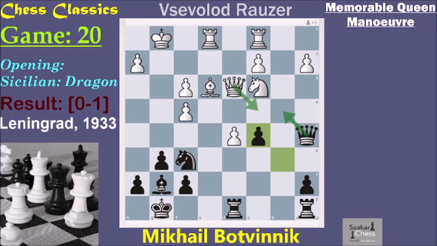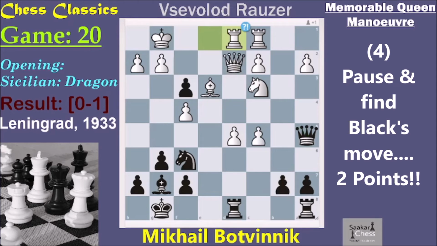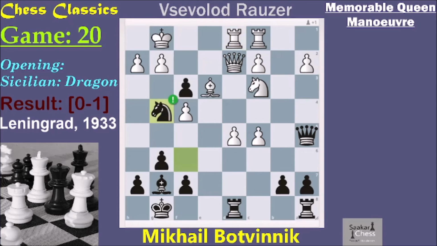But he made an inaccuracy here, Rd1, and now time to pause and find again black's move. You will get 2 points. Knight g4, nice move. Bishop d4, f2 check, king f1.